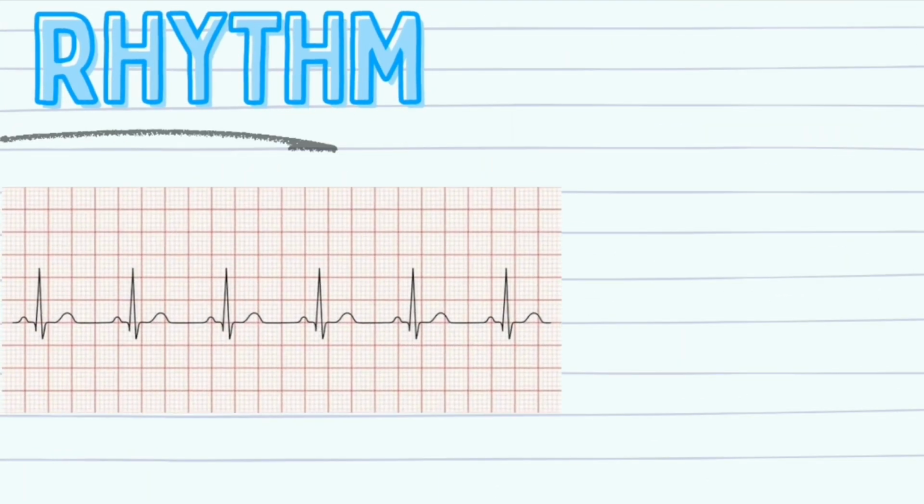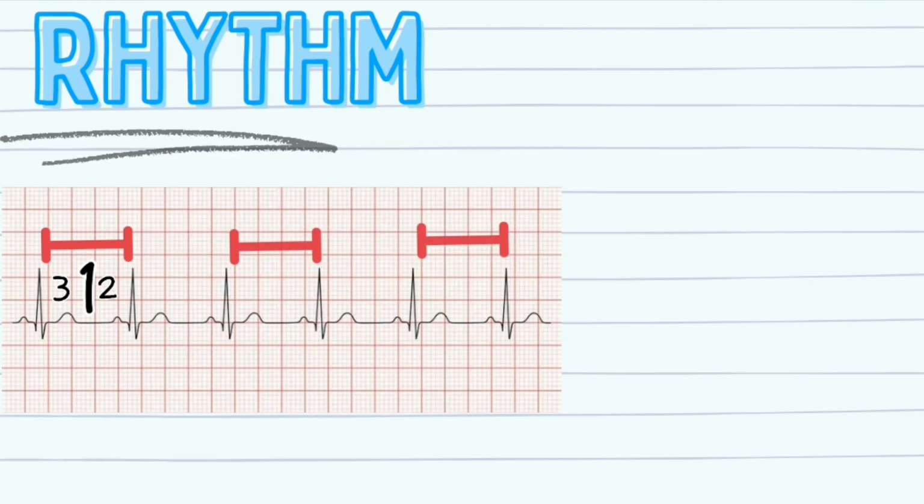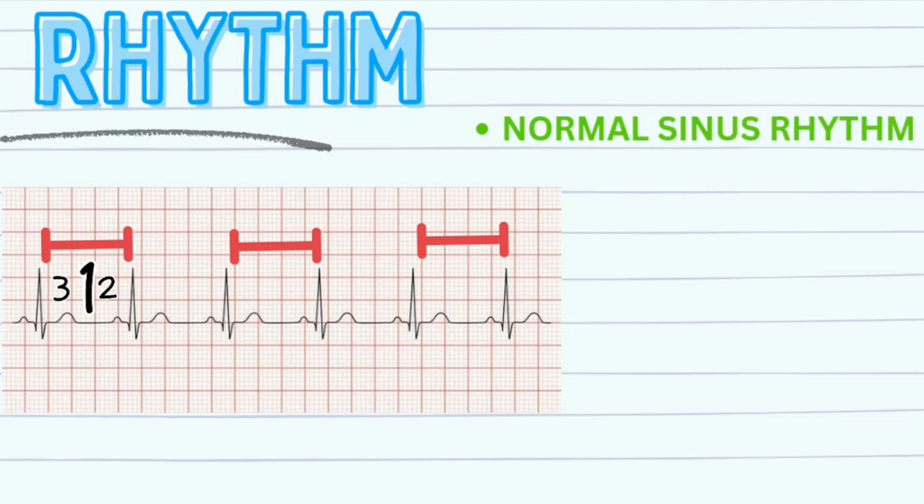Rhythm. For detection of rhythm, we will observe the distance between P waves. Let's calculate it by using large boxes. One large box, 2 and 3 and some part of 4. Same distance between other P waves. Each P wave is approximately at a distance of 4 large boxes. So it is a regular rhythm.